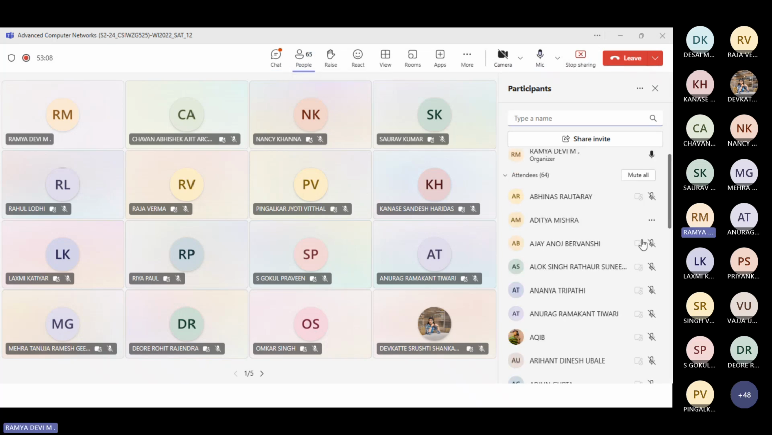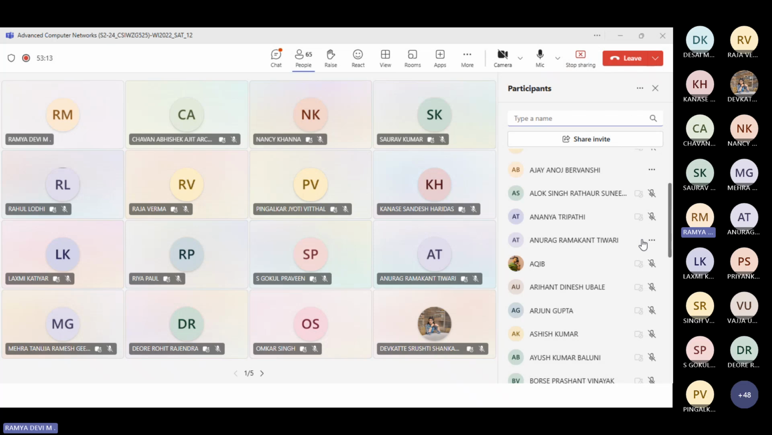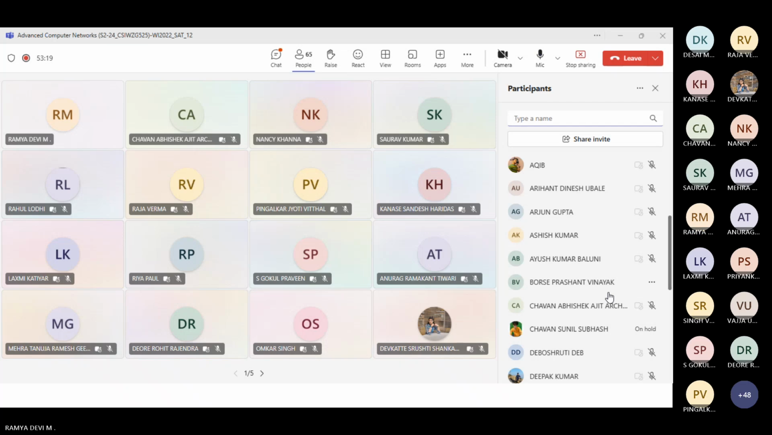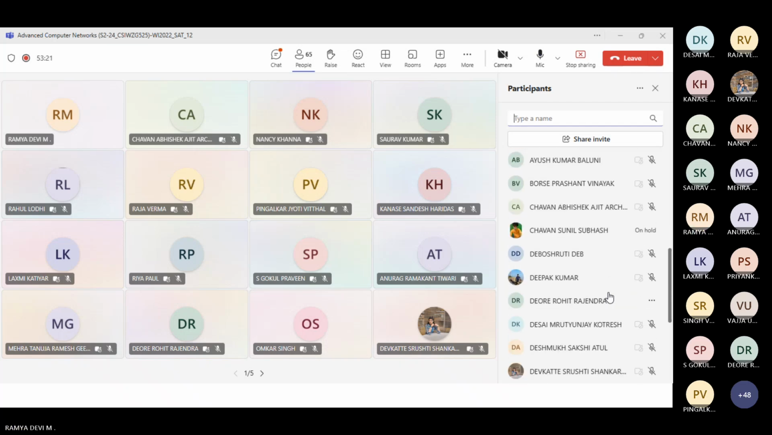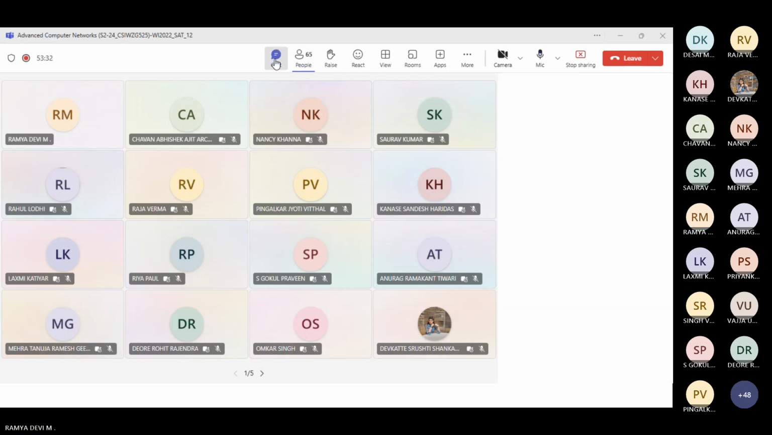You're there in the meeting. Abhinas, Aditya, Ajay, Alok, Ananya, Anurag, Arjun, Chavan, Deepak. Rather than removing all, I can just end the meeting.